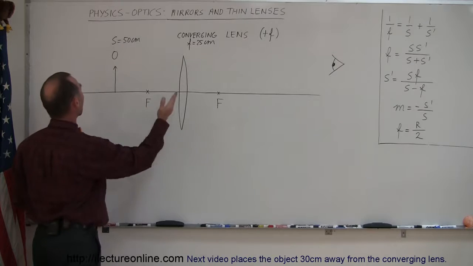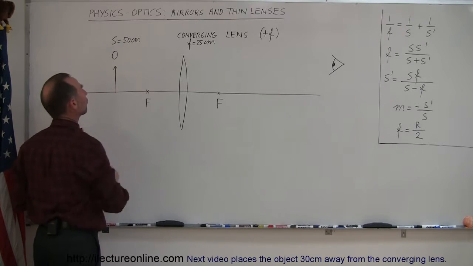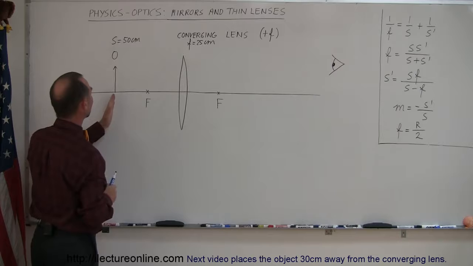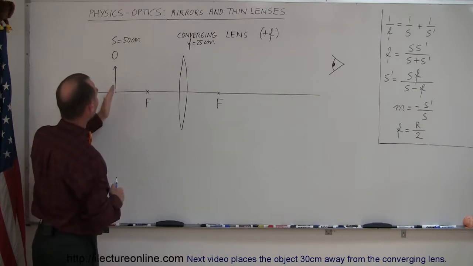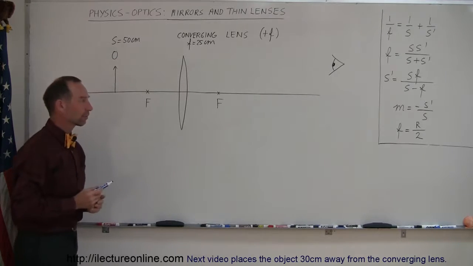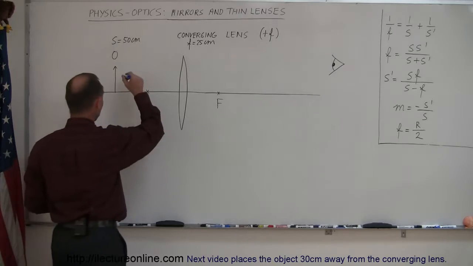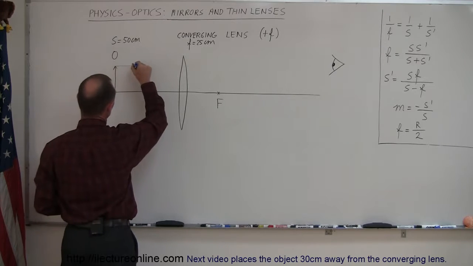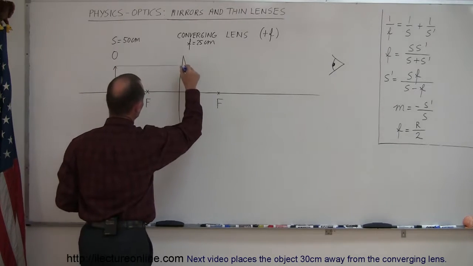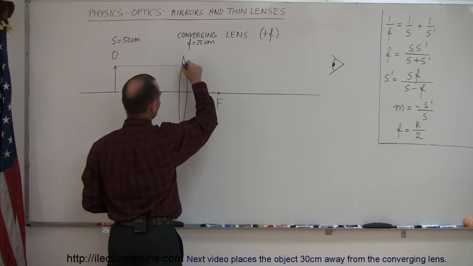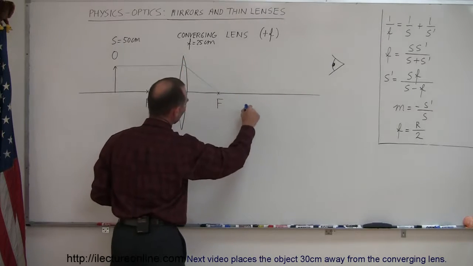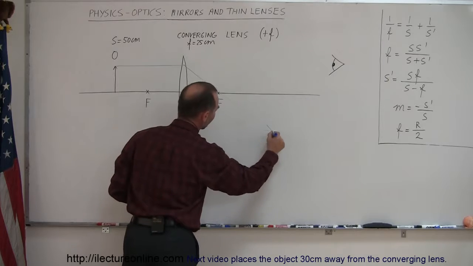And in this case, we're putting the object exactly twice the focal distance away from the lens, so that's 50 centimeters. So let's use our ray diagram to find out where the image will appear. First ray will be parallel to the normal, hits the lens, and then bends or refracts so that it continues through the focal point on the other side. So this is ray number 1.